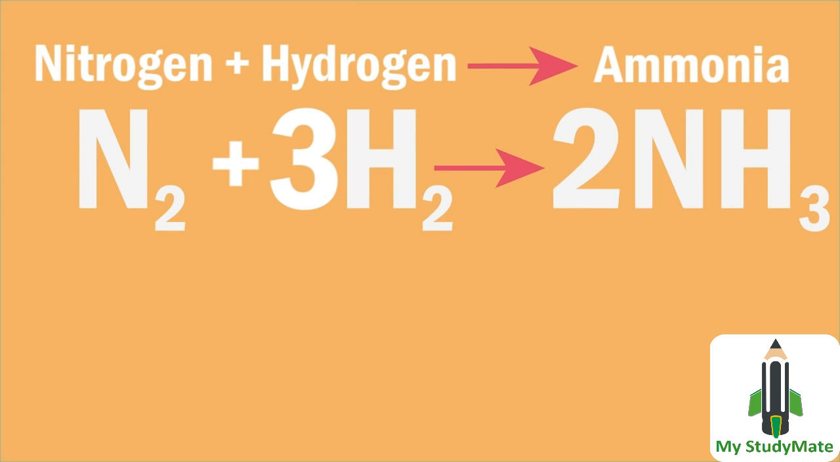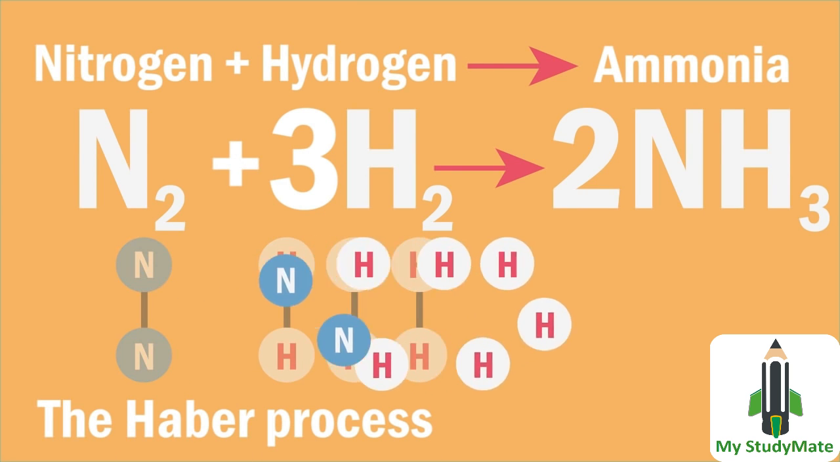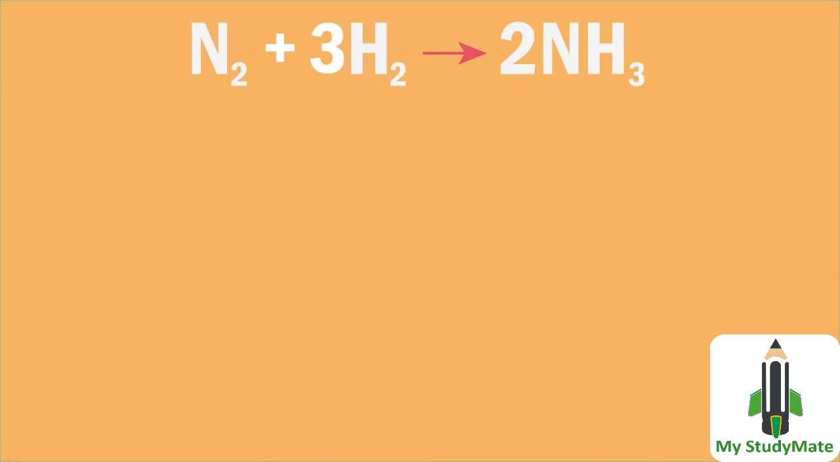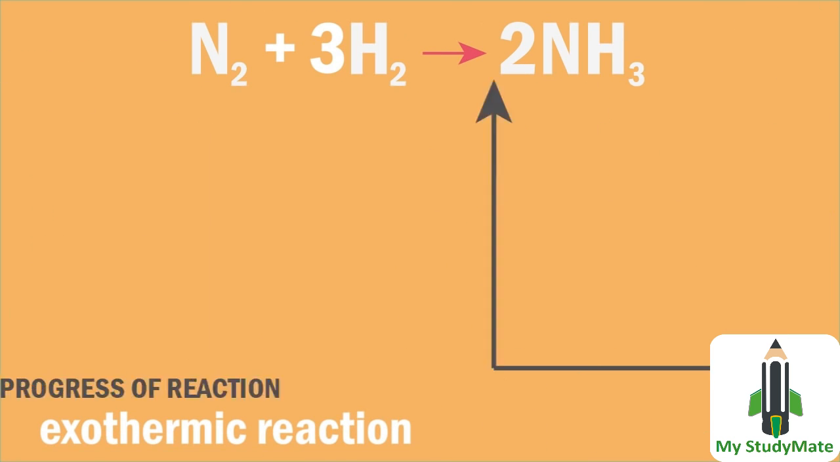Now consider the reaction between nitrogen and hydrogen to form ammonia. This is the Haber process. We can represent what happens in the reaction by the diagram again.